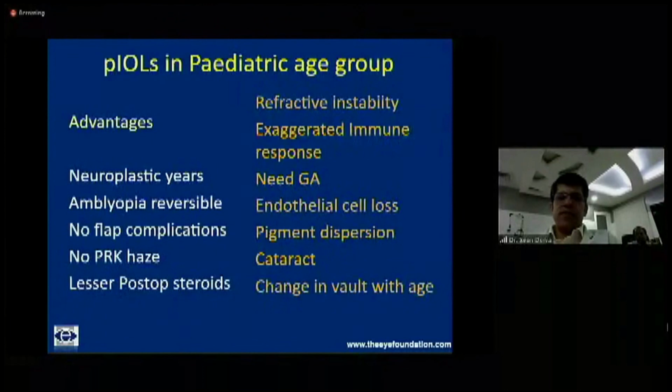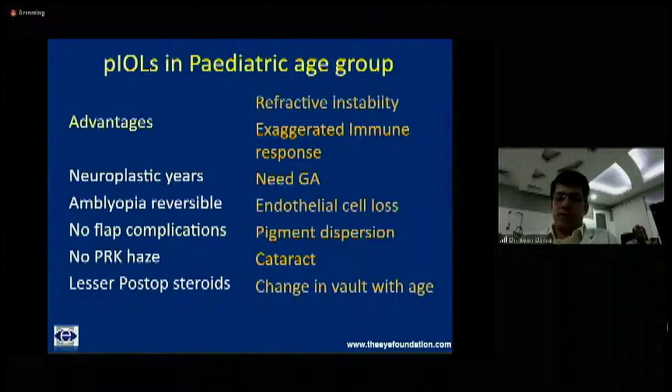The advantage in taking up early is that these are the neuroplastic years and amblyopia is reversible. There's no need of planning a flap procedure because flap complications may occur. PRK may induce haze when you're going for such a large correction, and postoperative steroids would be much lesser in duration in an ICL. However, things to be kept in mind is the refractive instability in this age group.